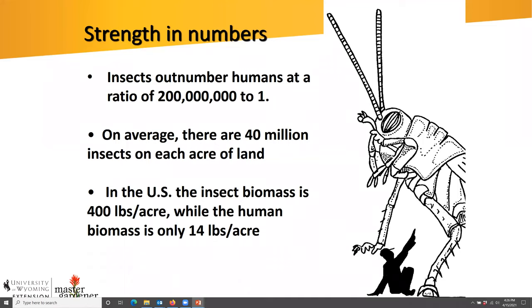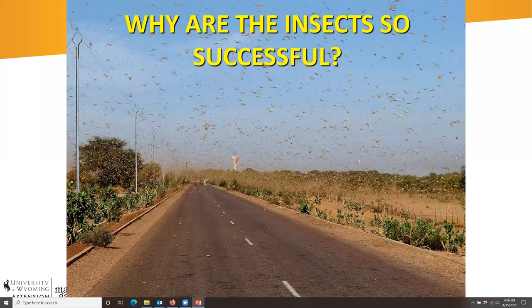In the U.S., it's estimated that insects also outweigh us by about 400 pounds per acre, whereas human biomass is only about 14 pounds per acre. So again, they're pretty important. Now, why are they so successful?